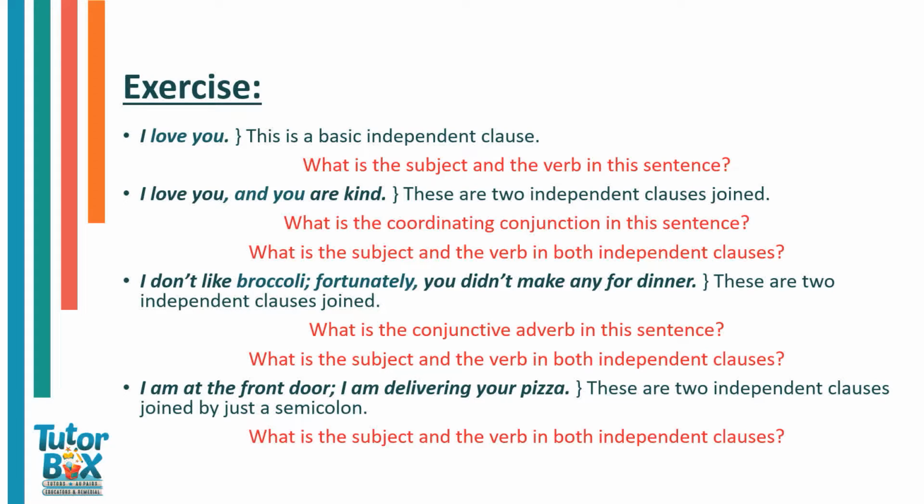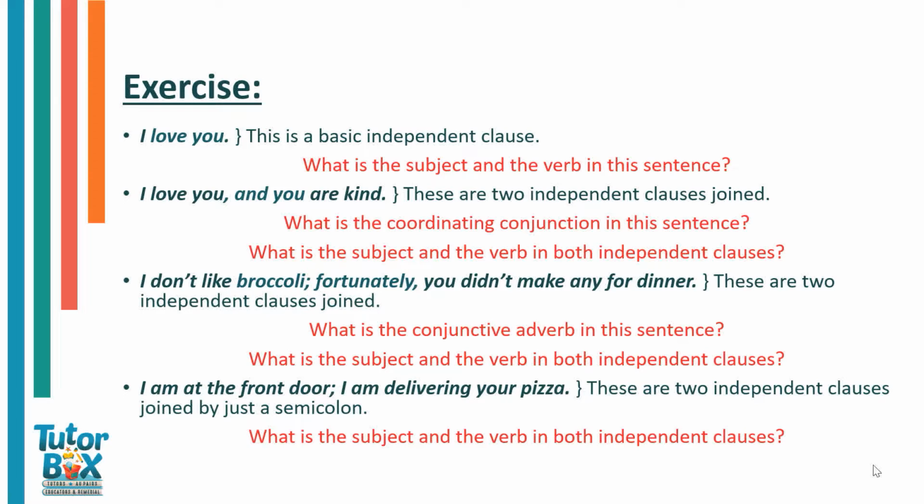Looking at the third sentence now, I don't like broccoli. Fortunately, you didn't make any for dinner. Again, these are two independent clauses. The first question is, what is a conjunctive adverb in this sentence? An easy tip, if you get this question, is to first identify the two independent clauses. We already know that the two independent clauses are I don't like broccoli and you didn't make any for dinner. That leaves out one word, which is fortunately.